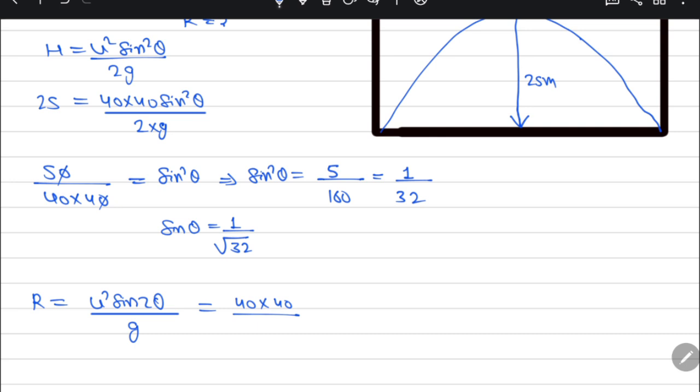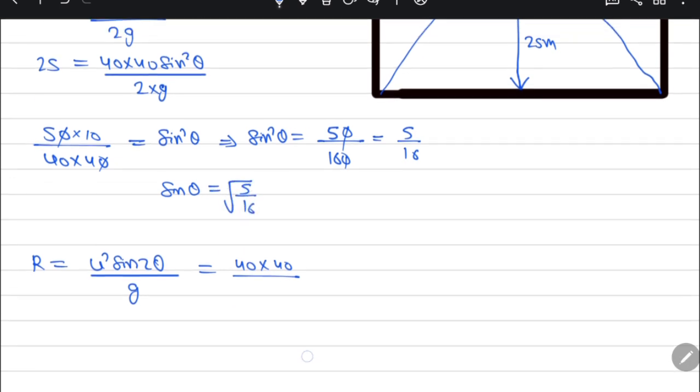divided by g. What have they done about g? I think you have made a mistake. You also multiply here 10. So if you multiply here 10 also, this comes out to be 5 by 60. So root 5 by 60.